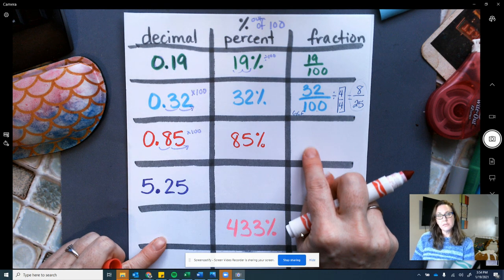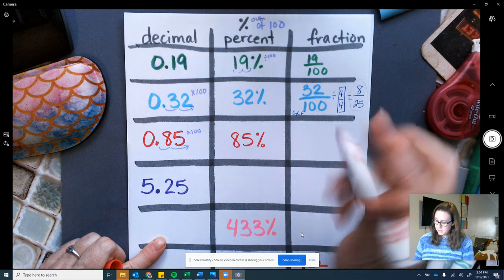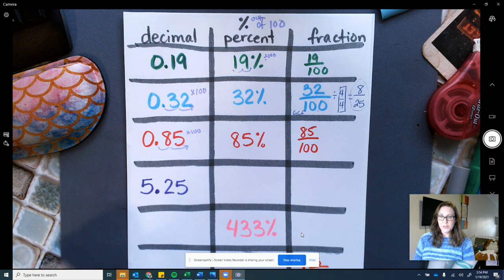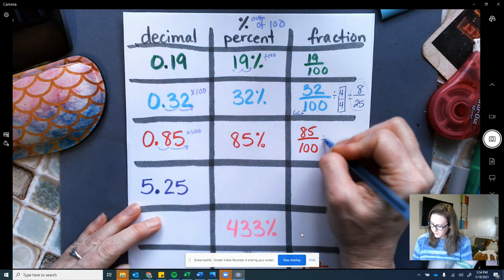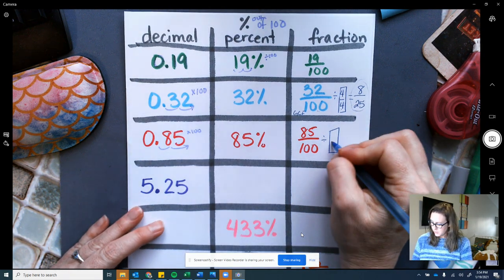As our fraction, it becomes 85 hundredths. Our fraction becomes 85/100. Now, if we use our giant 1 to simplify or to show in lowest terms, I'm going to use my 100.